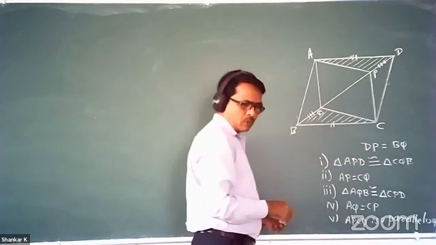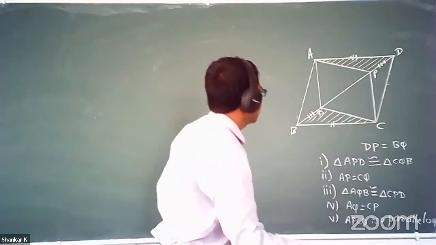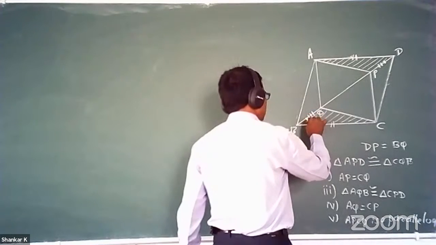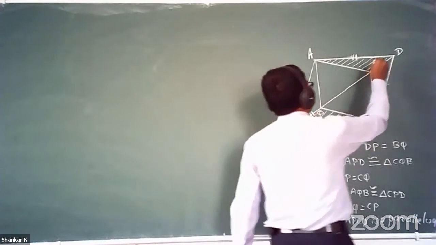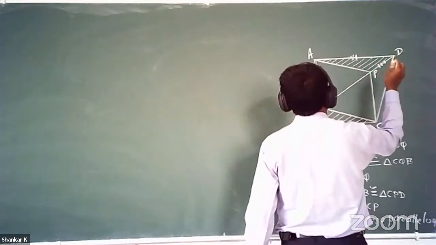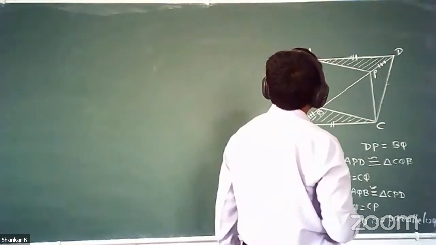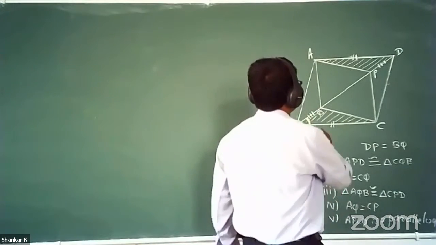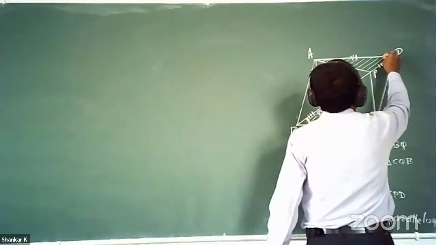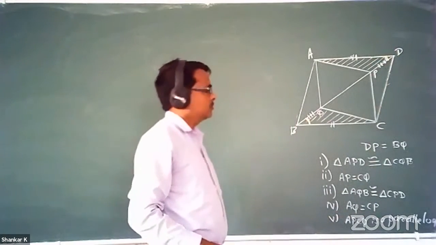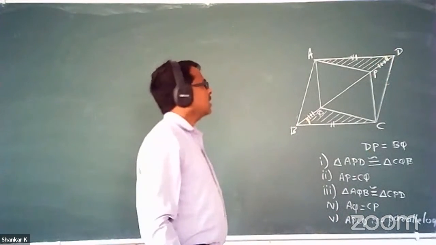Then what about this angle? This angle and which angle? Not this one. This one and this one. Which kind of angles are these? Alternate interior angles.